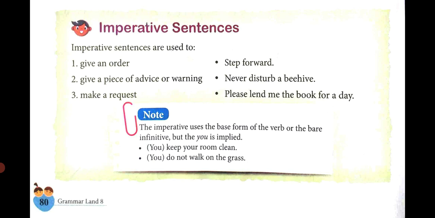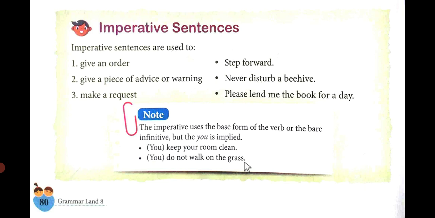Sometimes you is hidden and the rest of the sentence has been given, and you have been asked to rewrite the sentence. What will you do? Keep your room clean. When you have to change the thing into imperative and the subject is not available, who is ordered to keep the room clean? You. You keep your room clean. You do not walk on the grass. Command. Order. So this is all about imperative sentences.